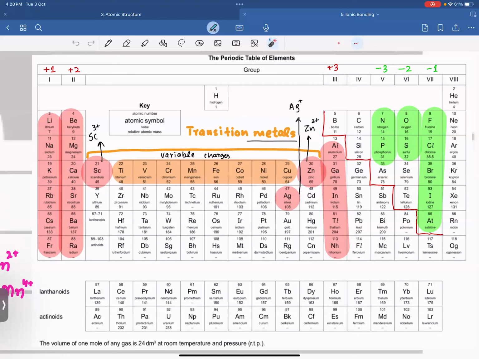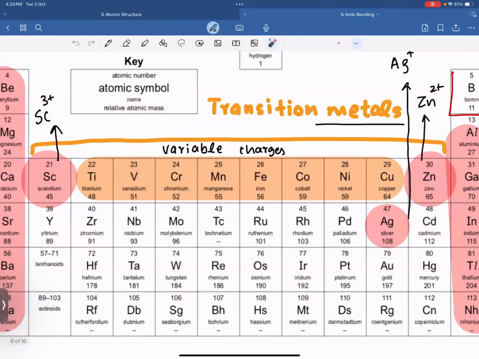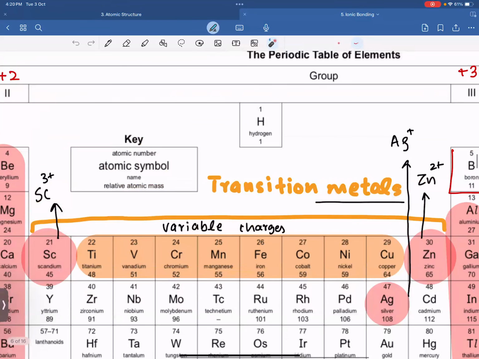Now, if we talk about these ones, the ones which I highlighted with orange have variable charges. And if you see on the top, there is no group number, right? There is no group number on the top. So how could you identify their charge?